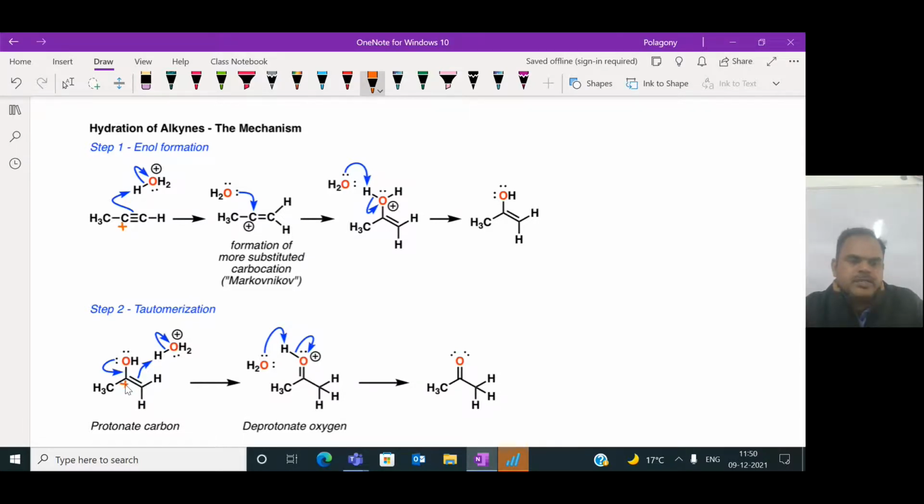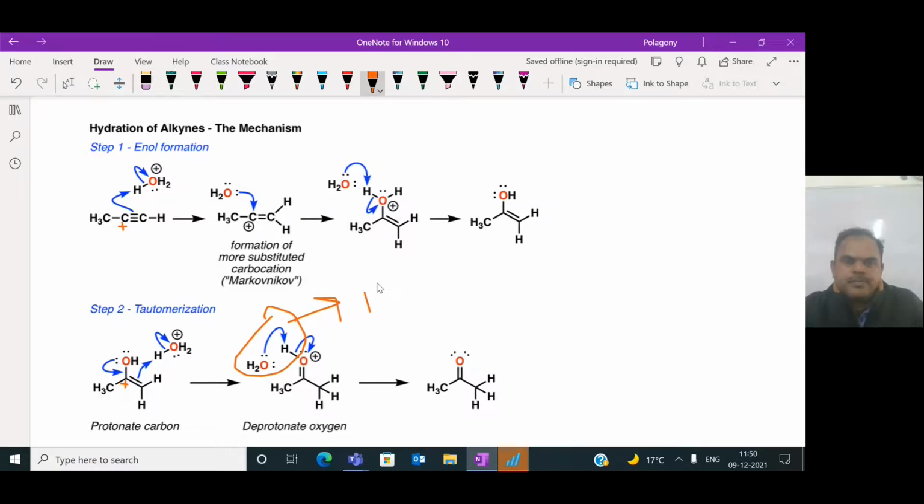In order to neutralize this positive charge, the lone pair electrons come in between this oxygen and carbon, then a double bond is formed here. When the double bond is formed between oxygen and carbon, a positive charge is formed at that oxygen. In order to compensate this positive charge, the sigma bond is converted to a lone pair, then the proton is lost. This proton will be taken by water to form the hydronium ion again.